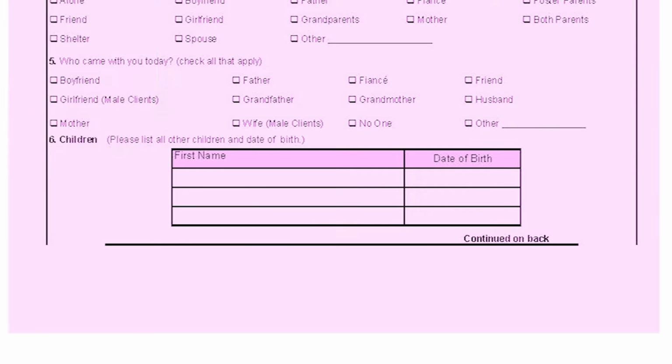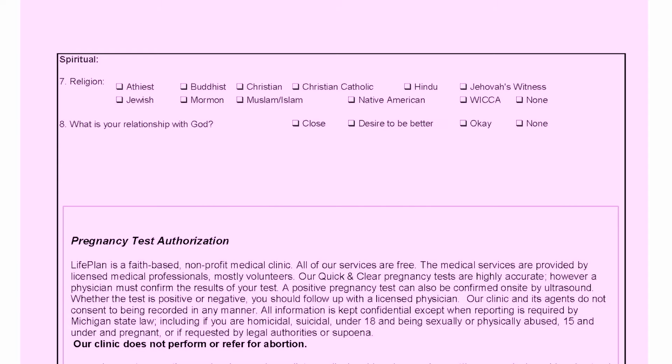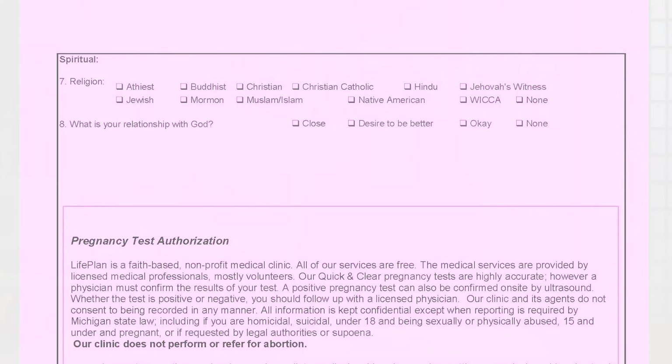And on the next page, one of the important questions for us is their religion. We have several choices that they can make. And then we ask, what is their relationship with God? Is it close? Do they desire to be better? Is it okay? Or do they not have one? That's really important, even at the beginning, but toward the end of our time with them as we seek to share the gospel with them, determining where they are spiritually so we can go from there.